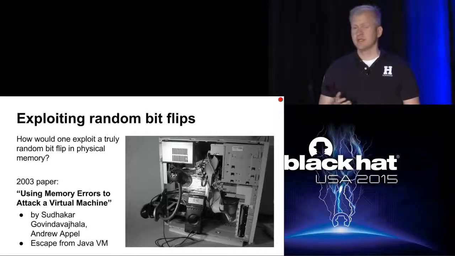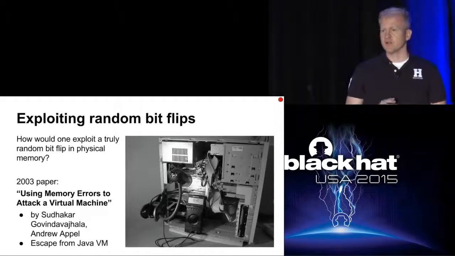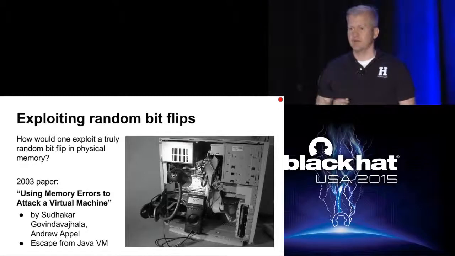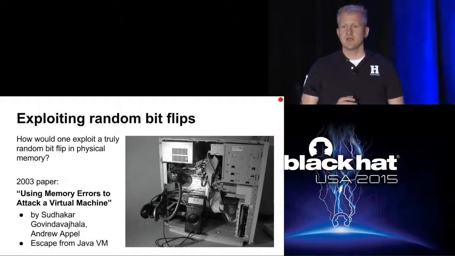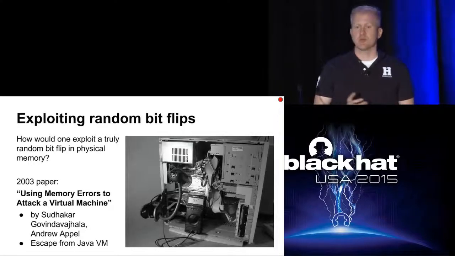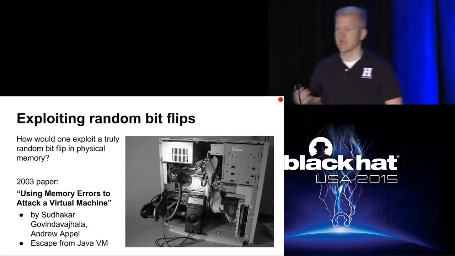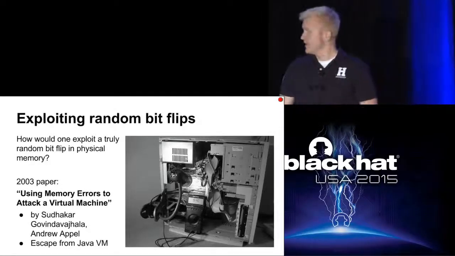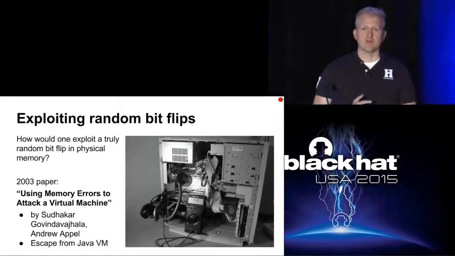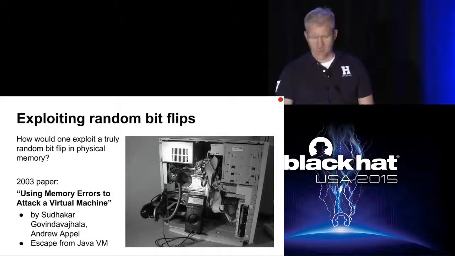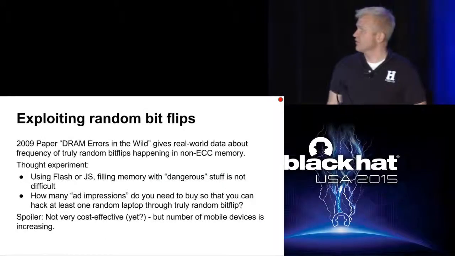And the way they did this is the Java application would fill all of the memory of the Java VM with references to objects. And when a bit would flip in one of these references, the reference would then point to a different object of a different type, which would then violate the security assumptions of the Java sandbox. So it's not an entirely new thing to look at random bit flips for exploitation. And it's been something that has been on my mind for a long while.